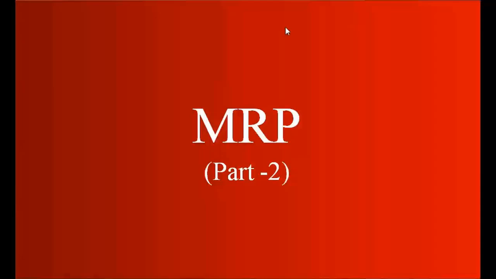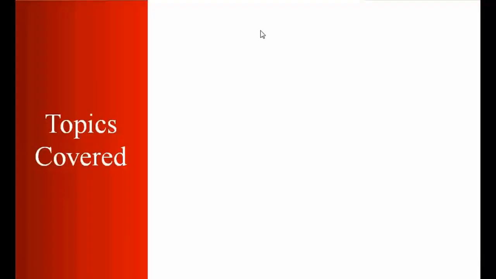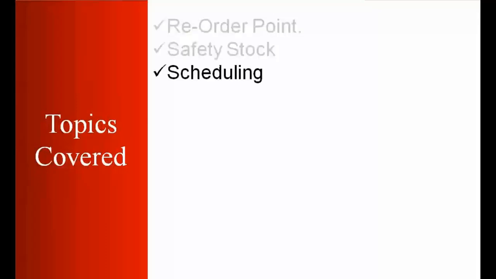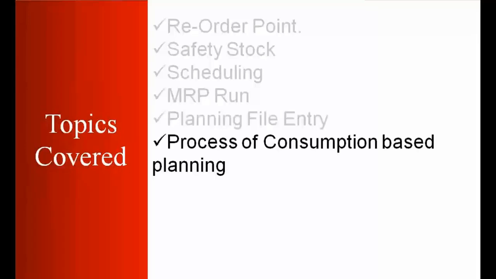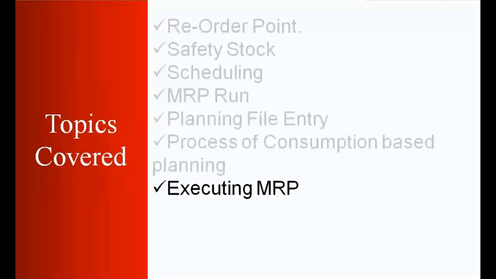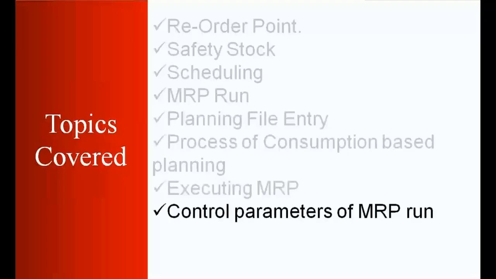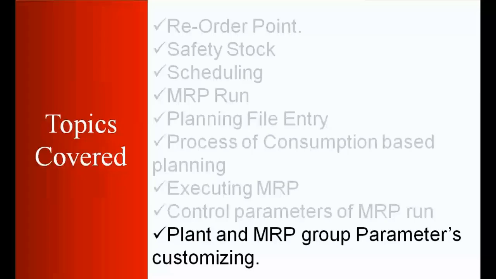Today we'll be starting with the second part of MRP, and the topics that we'll be covering today are: what is reorder point, safety stock, scheduling, MRP run, planning file entry, process of consumption based planning, how to execute MRP, control parameters for MRP run, and plant and MRP group parameters customizing.